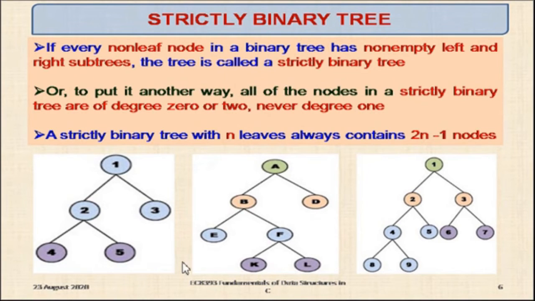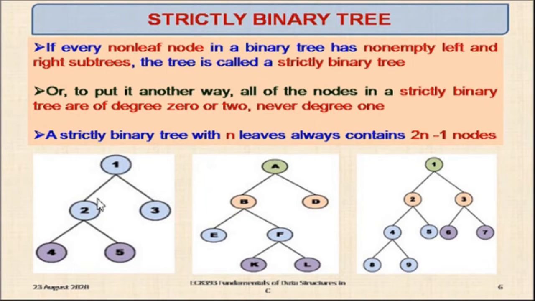Suppose 3 is having only one left child or right subtree, then it is not called a strictly binary tree, but it is called a binary tree, right? Or in other words, we can say that all of the nodes in a strictly binary tree are of degree 0 or 2, never degree 1.